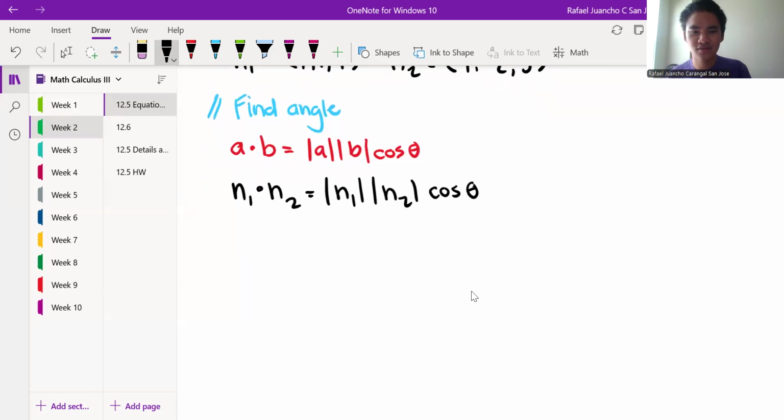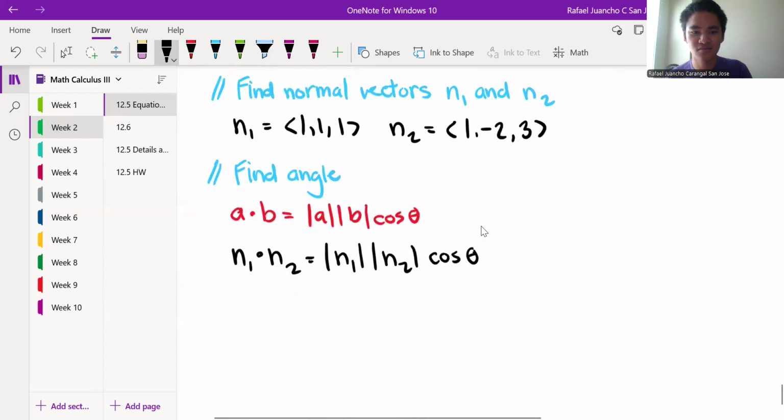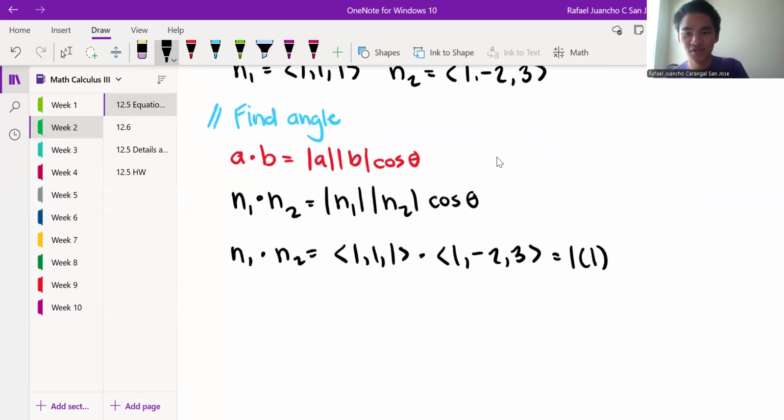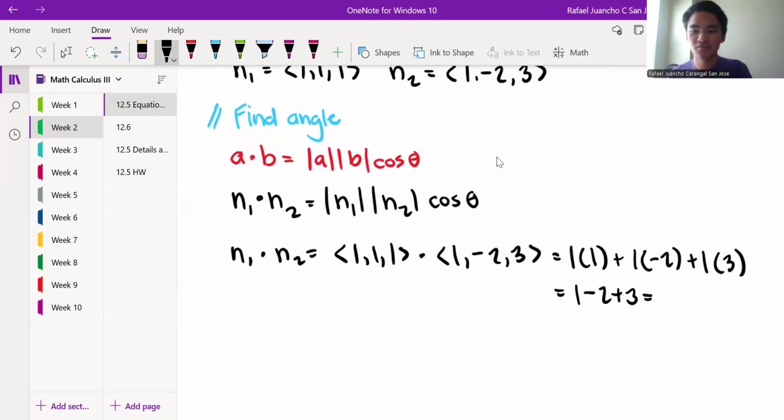So n1 and n2, what's their dot product? I'm going to do the dot product. That's going to be 1 times 1 plus 1 times -2 plus 1 times 3. And this is 1 minus 2 plus 3. That's 2, right? Hang on, I should be right. Yeah, 1 minus 2 is -1, plus 3, yes, 2.